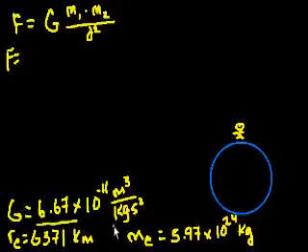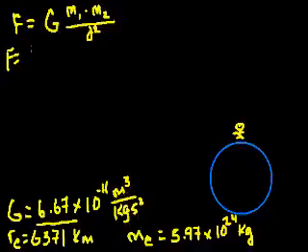6.67 times 10 to the negative 11th meters cubed per kilogram second squared. I know these units are crazy, but all you have to realize is these are just the units needed, that when you multiply it times a mass and divide it by a distance squared, you get newtons, or kilogram meters per second squared. So we won't worry so much about the units right now. Just realize that you're going to have to work with meters and kilograms and seconds. So let's just write that number down.